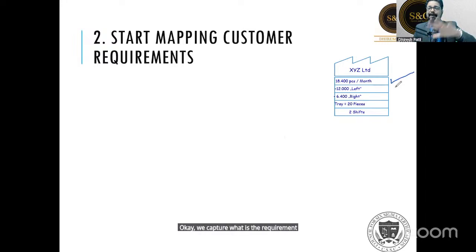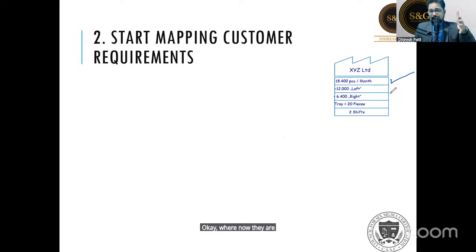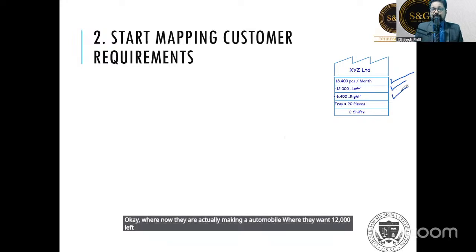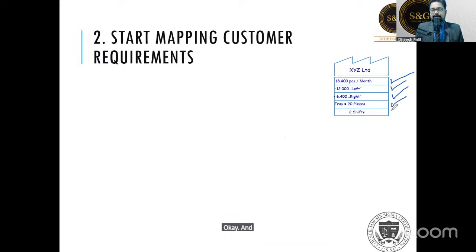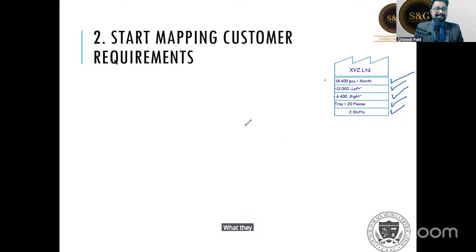This is an example of an industry where they are ordering 18,400 pieces in a month. They are making an automobile where they want 12,000 left doors and 6,400 right side doors, and 20 pieces and 2 shifts, etc. These are the different pieces of information important for the customer. So basically 18,400 is the requirement, of which 12,000 is the left side and 6,400 is the right side that they have ordered. So this is the first step, which is mapping the customer requirement.